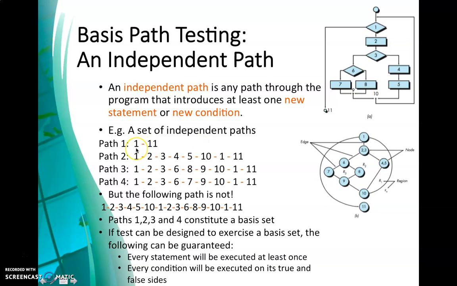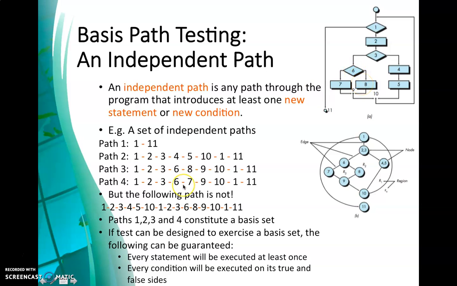So these 4 paths are considered as a basis set. If tests can be designed to exercise the basis set, we can guarantee that each of the statements will be executed at least once. This is the objective of white box testing. We want to ensure that each of the statements inside our source code will be executed at least once. And it's possible only if we can identify the unique individual paths. And every condition will be executed on its true and false side, of course. If there is a condition, we will go both ways.